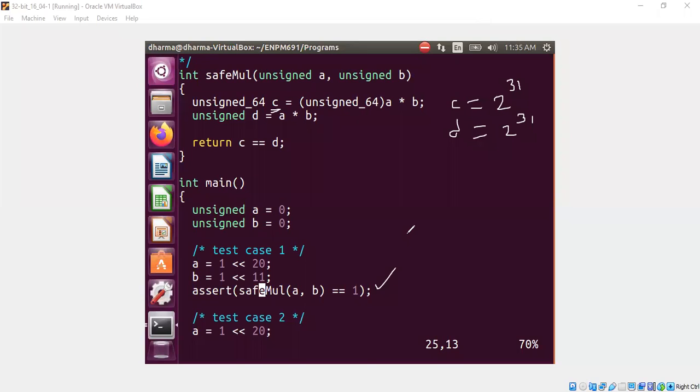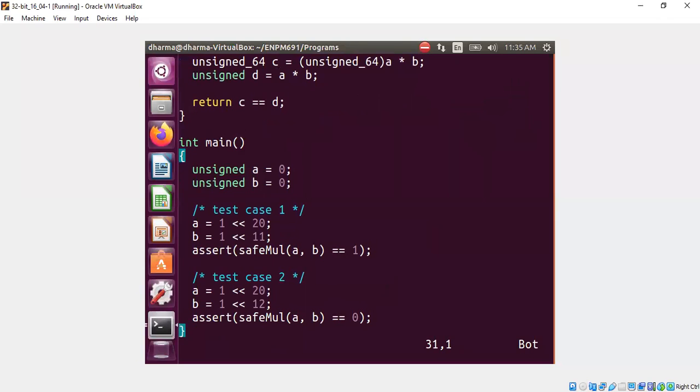Next test is interesting. I put A to be 2 power 20, B to be 2 power 12. So it'll be 2 power 32, right? 2 power 32, if the implementation uses modular arithmetic. What will happen in that case? Our C will be 2 power 32, but our D will be 0 because 2 power 32 mod 2 power 32 is 0.